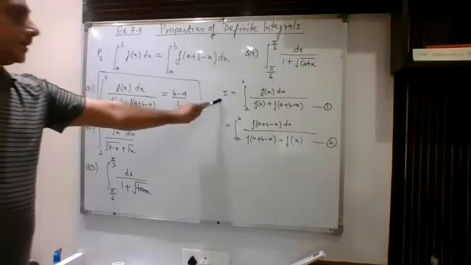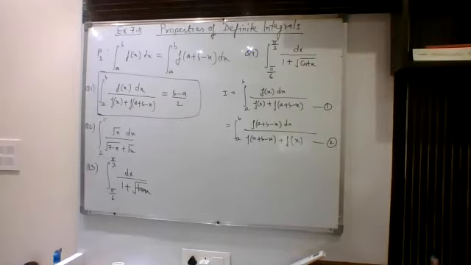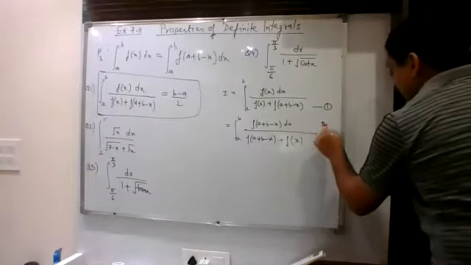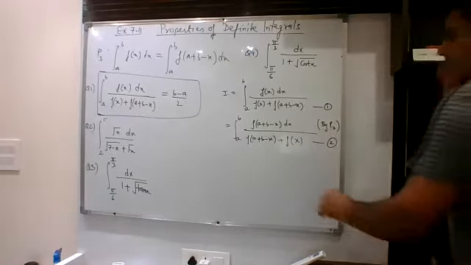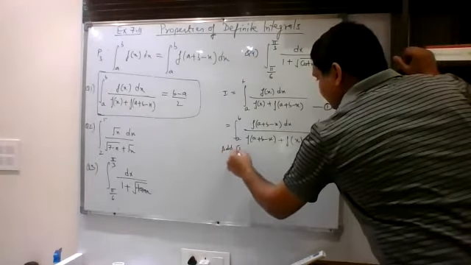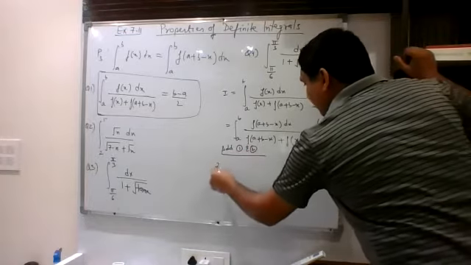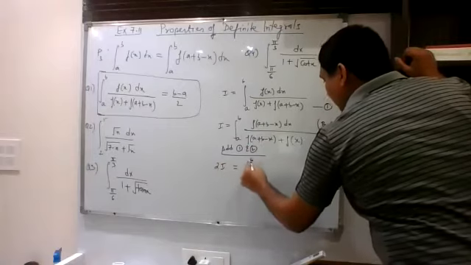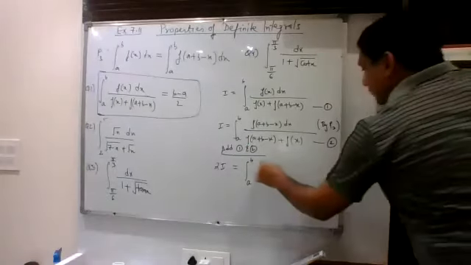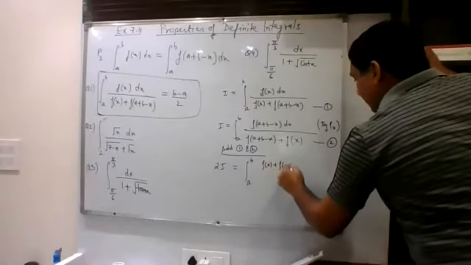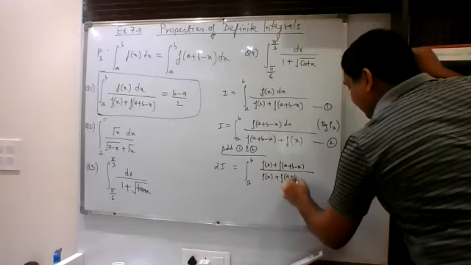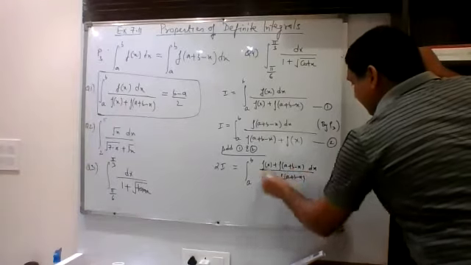Over here I am applying P3 property. By using P3 property, in place of x I have to write a plus b minus x. Now add 1 and 2. When you add 1 and 2, you will get 2 times I, because I plus I is 2I. That is equal to integral a to b. Now here the denominator is the same, so let us club the numerator. f(x) plus f(a plus b minus x) divided by f(x) plus f(a plus b minus x). Now this can be cancelled out.